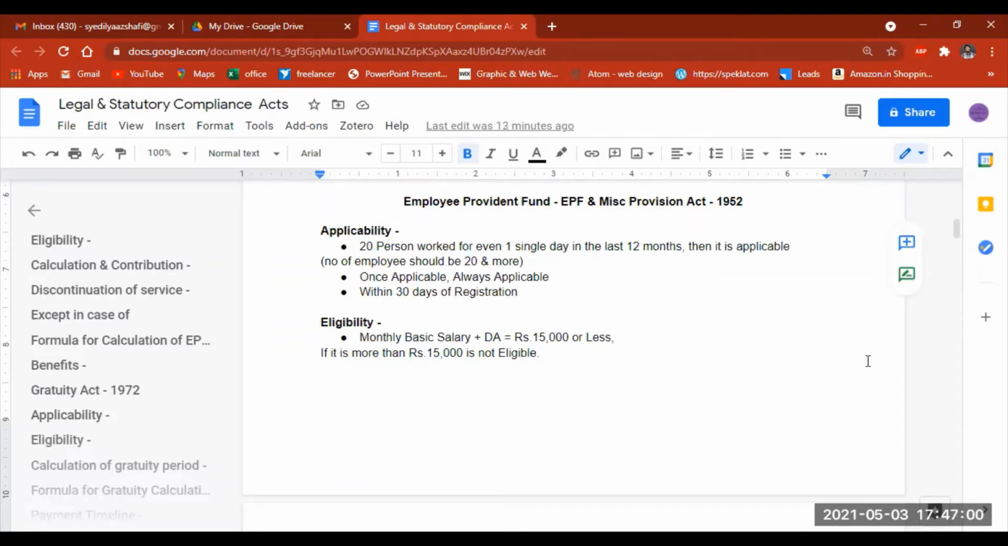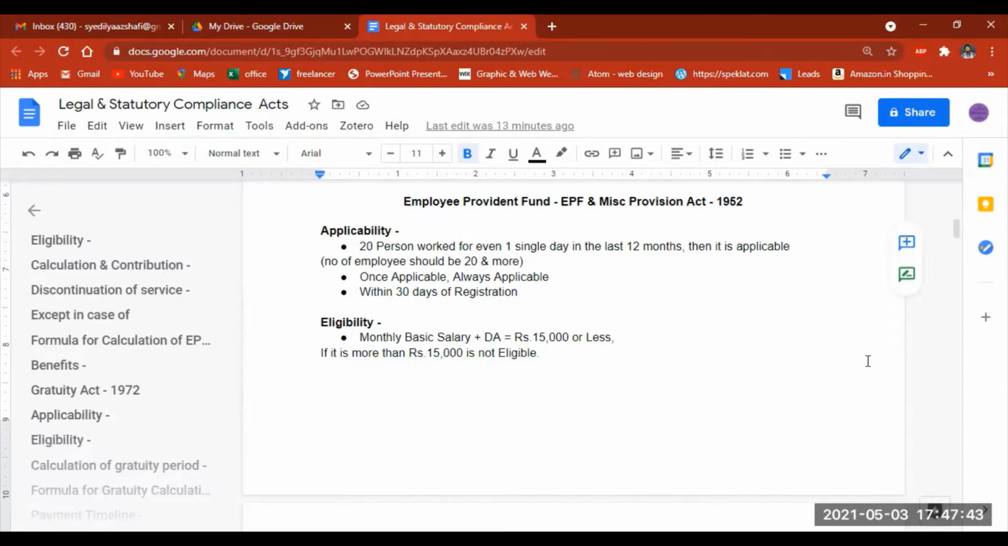Take any company, any IT sector, any manufacturing company, any sector. In that company, if 20 employees have worked, for example, let me take the year 2005: the employee count of company XYZ was 15, but in 2016 six people joined, so there are 21 employees. Once the manpower of the organization reaches 20, even on a single day, it is applicable. That's it.